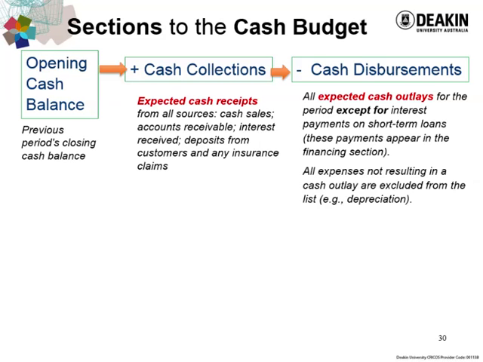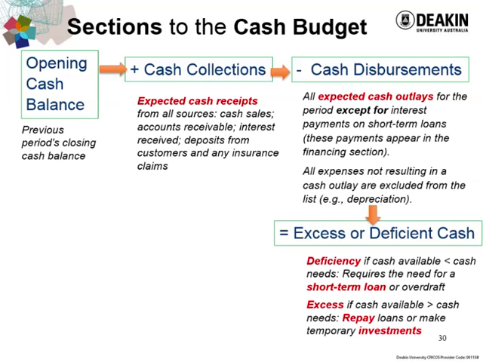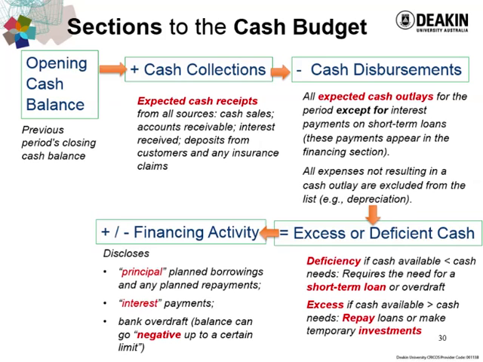Please do not include expenses that have no cash effect. For example, we do not include depreciation and impairment. This calculation will tell us whether we have excess or deficient cash, and we can plan for financing and investing activities accordingly. For example, if we have deficiency, we need to obtain loan or overdraft. If we have excess cash, then we will repay loan or we will reinvest, and that will lead to ending cash balance.